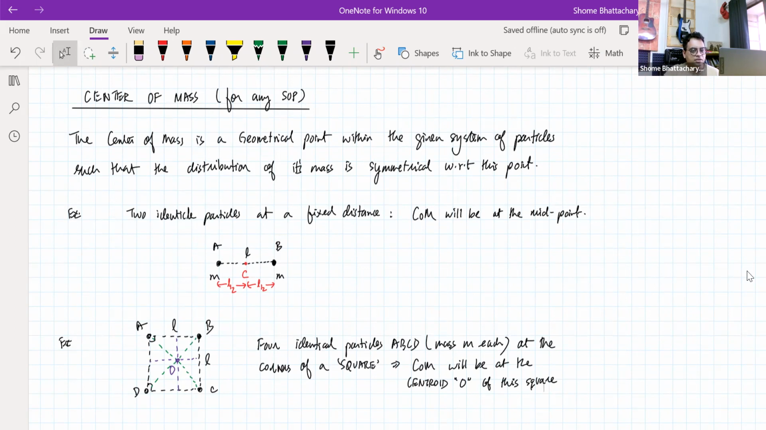But now, of course, we'll have to understand what if the shape is not so simple, or what if the particles are not identical? Then what do we mean by this symmetry point? Okay, so we'll discuss that.